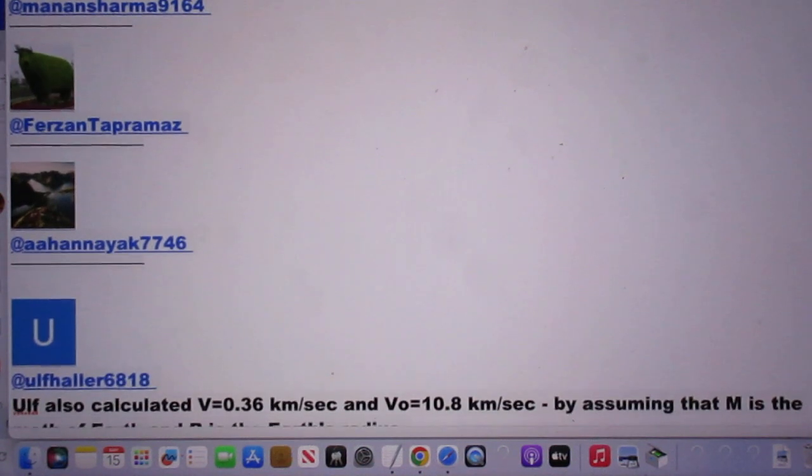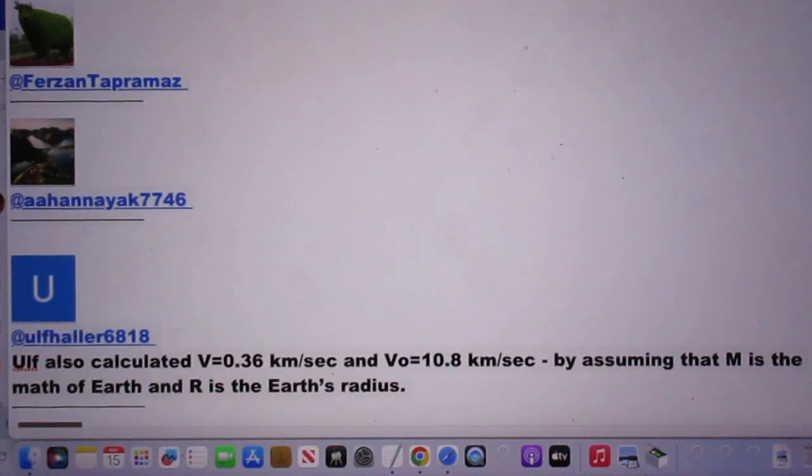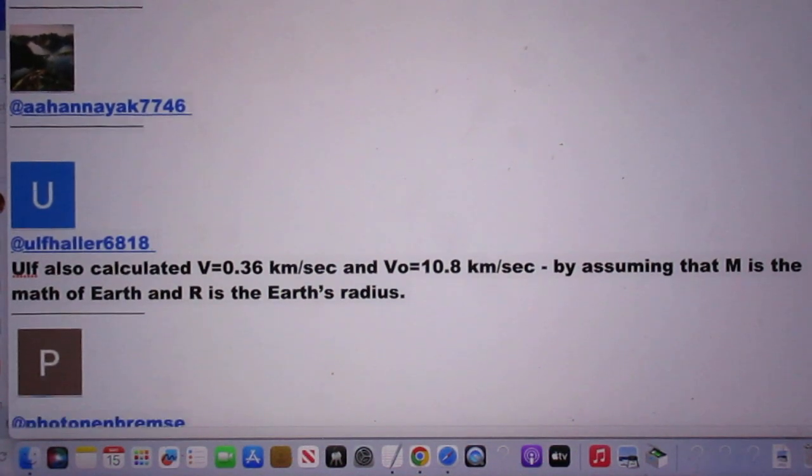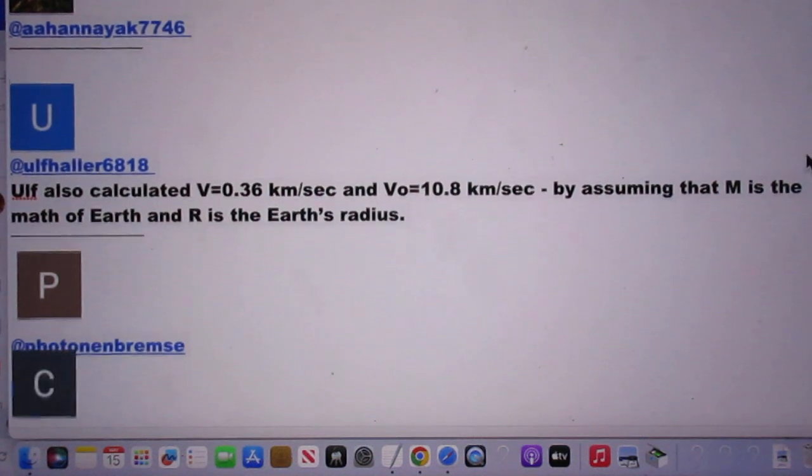And I'm pleased to know that in addition to Eugen and Keith, who always have the solutions right, there are several others who have correct solutions. And I'll show them to you here, although I cannot really pronounce their identifications. You have to read them. Verzen-Topramos. Hannah Yak 7746. Ulf Heller, you know him of course.